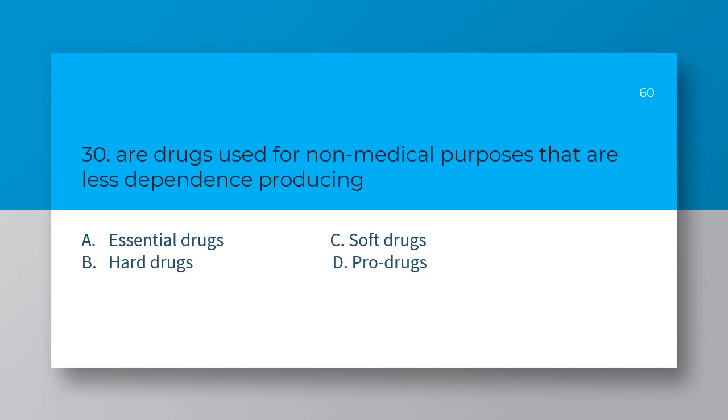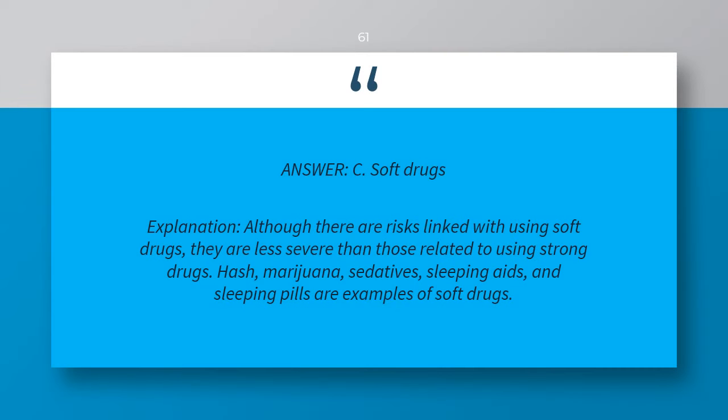Number 30. Are drugs used for non-medical purposes that are less dependence producing? Answer is C. Soft drugs. Although there are risks linked with using soft drugs, they are less severe than those related to using strong drugs. Hash, marijuana, sedatives, sleeping aids, and sleeping pills are examples of soft drugs.